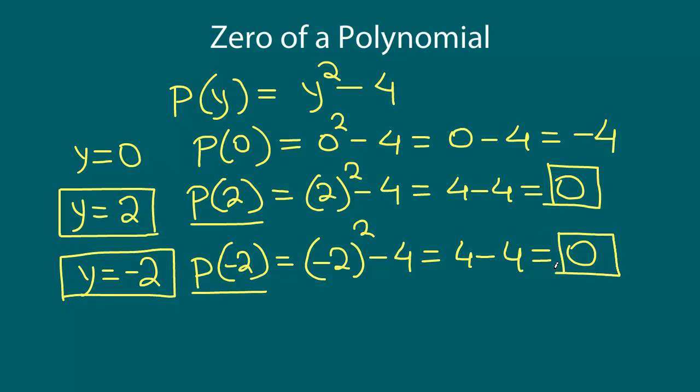So we see that at y equals minus 2 also, the value of the polynomial is 0. So in this example, for this particular polynomial, we see that there are 2 zeros of the polynomial. So the number 2 is a 0 of this polynomial, and also the number minus 2 is a 0 of this polynomial, because both for 2 and for minus 2, the value of the polynomial becomes 0.